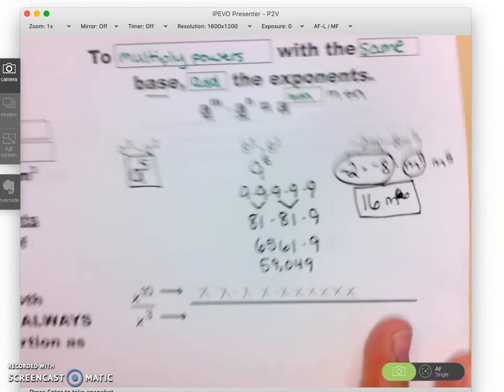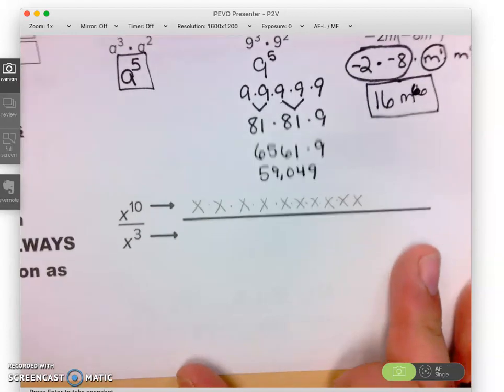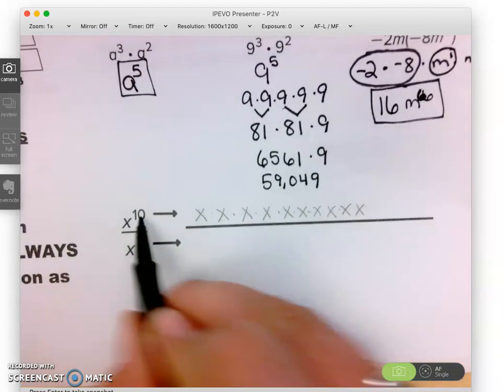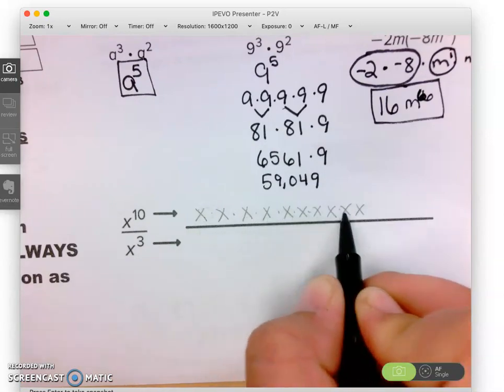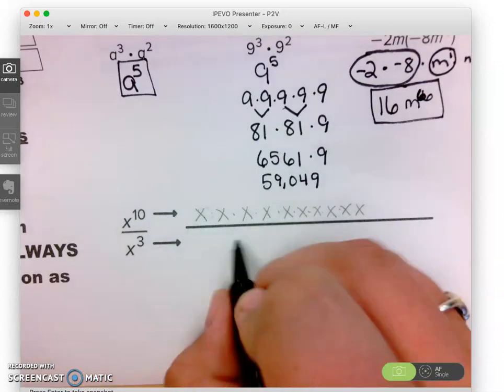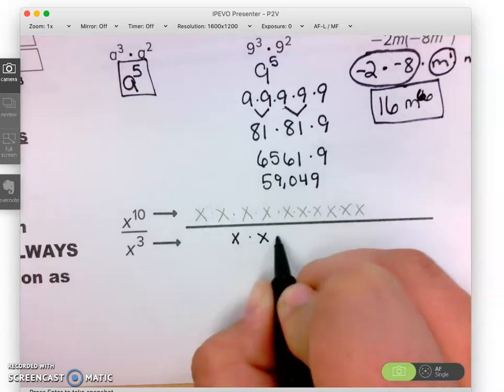Okay, so now think about x to the 10th power. We're going to write that all out: 1, 2, 3, 4, 5, 6, 7, 8, 9, 10. And then x to the 3rd power times x.